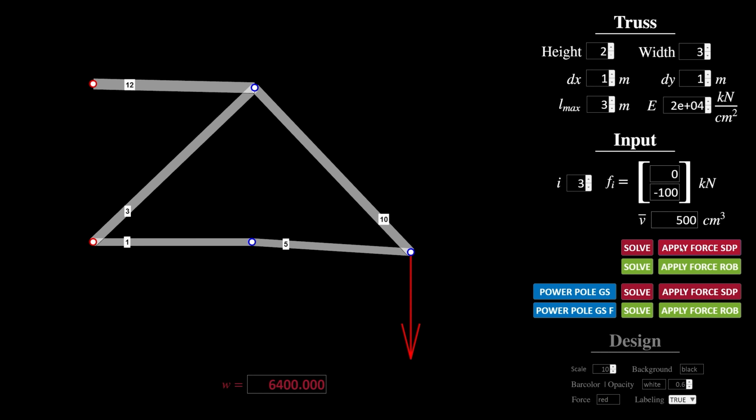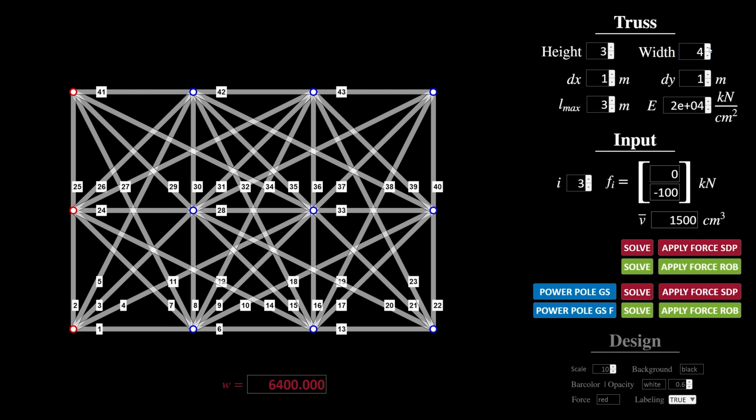It's important to note that the actual force applied to the truss should not vary significantly from the force for which the truss has been optimized. For the next example, let us increase the volume bound to 1500, the height to 3, and the width to 4, and also the maximal length of a bar to 4.